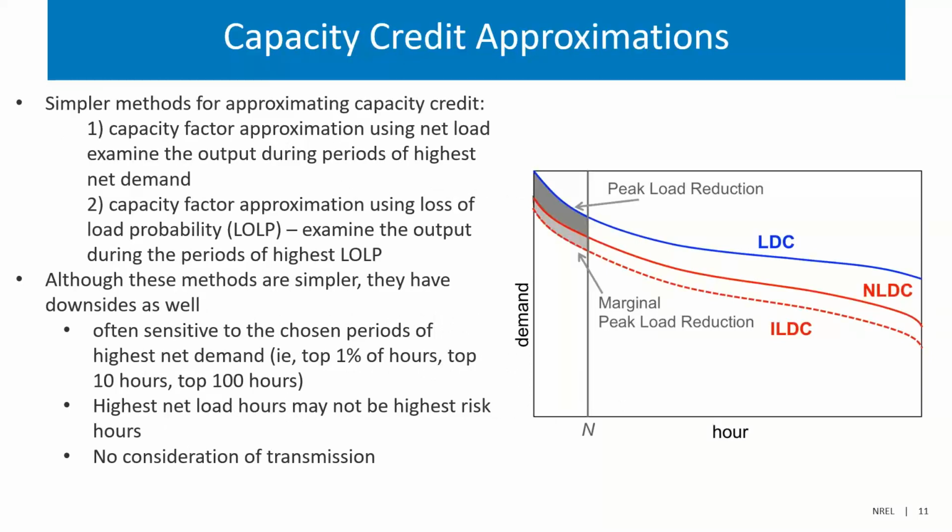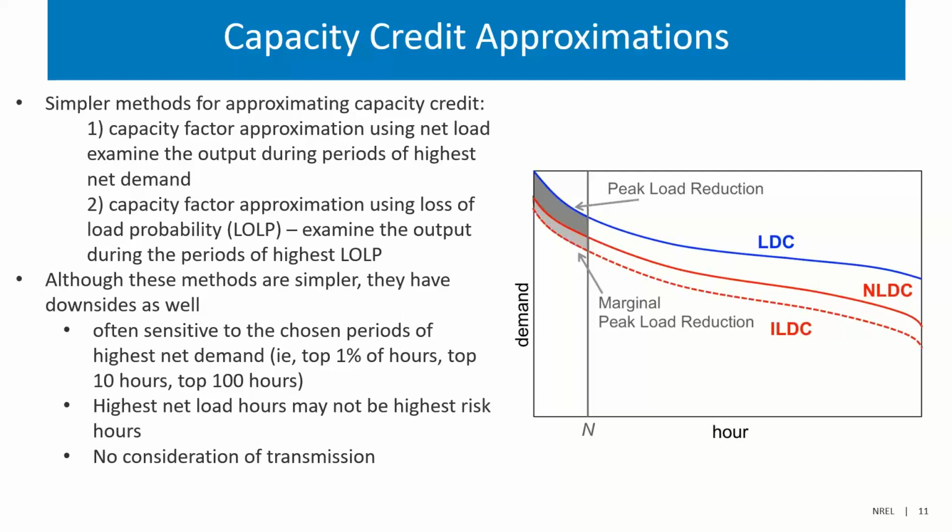The capacity credit approximation-based methods are mostly based on capacity factor approximations. There are various methods out there. The two most commonly used methods use the net load, where they examine the output during periods of the highest net demand. The other method uses the loss of load probability and examines the output during the periods of the highest LOLP. Those methods are simple and they've worked with specific systems.